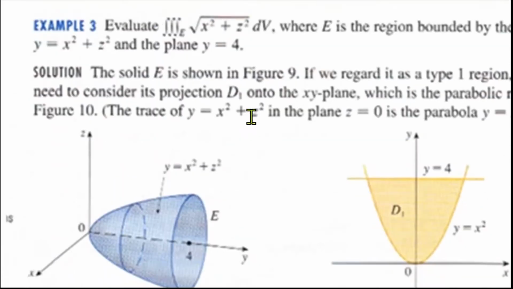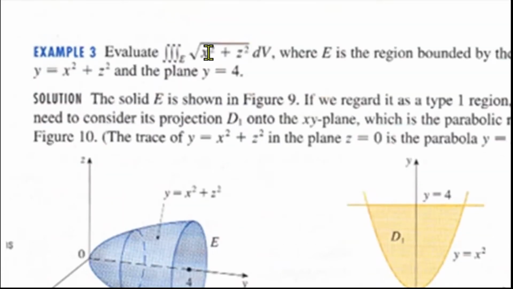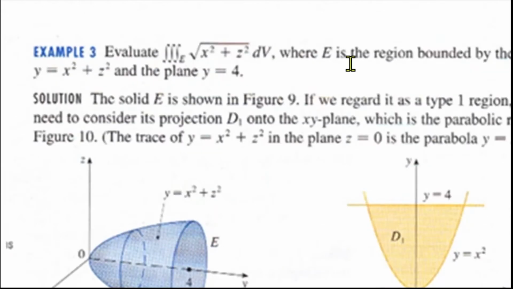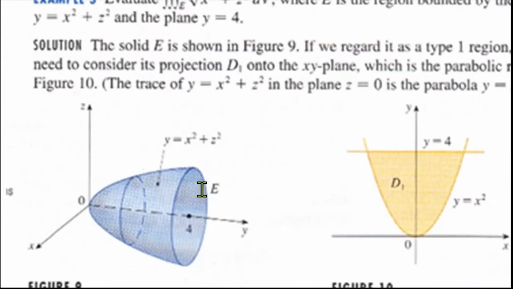Okay, we have this example. So we have, this is our function, the square root of x squared plus z squared, that is an awful function, dV, and that dV is dx dz dy dx. That thing itself is this thing. So its intersection is bounded by the region, bounded by this paraboloid, sideways paraboloid, feel it? And then y is equal to 4, so we cut it off like that.